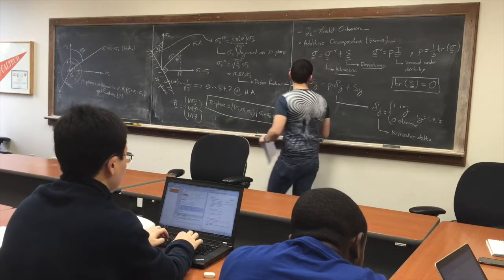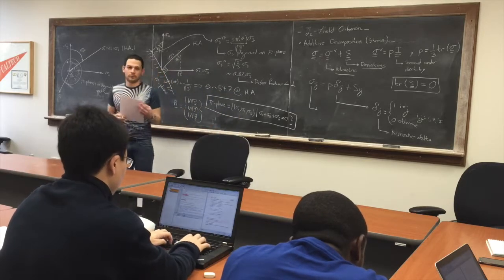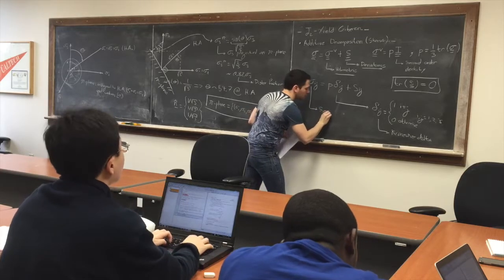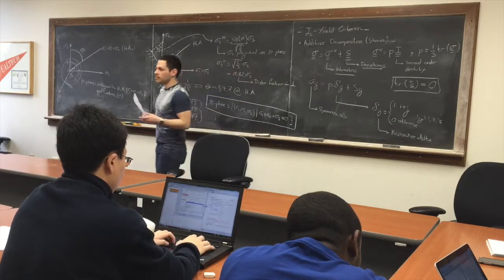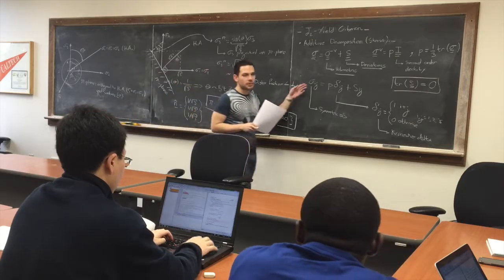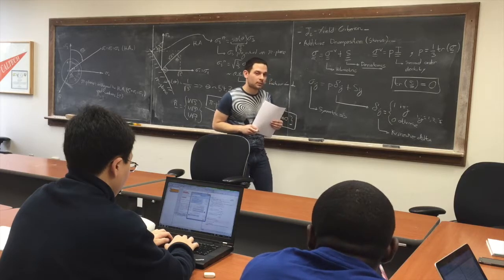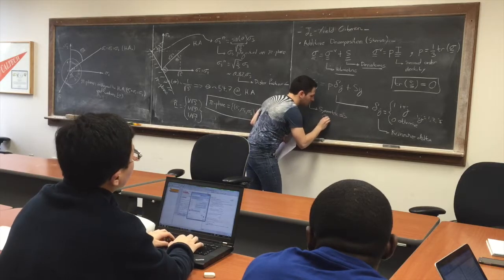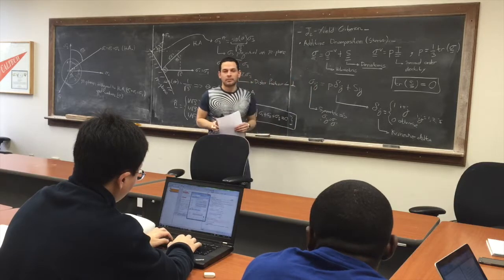So what is a feature of this Cauchy stress? It's symmetric. And that implies, what are the implications of having a symmetric tensor? Sigma ij equals sigma ji. Oh, yeah, well, that's symmetry, right? That's symmetry. But what else?